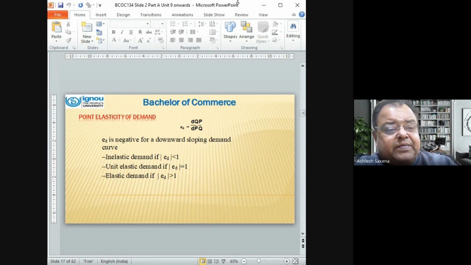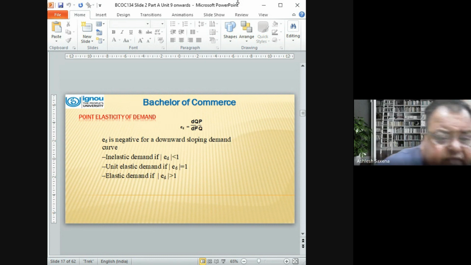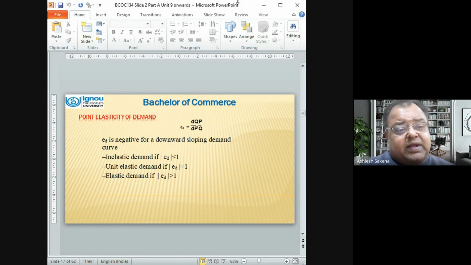Now you can see the point elasticity of demand. ED is equal to dQ upon dP into P upon Q. ED is negative for a downward sloping demand curve; inelastic demand if ED is less than 1, unit elastic demand if ED is equal to 1, and elastic demand if ED is greater than 1. But these are the interpretations we make after solving the problem.